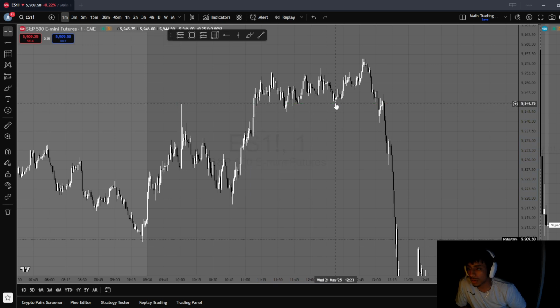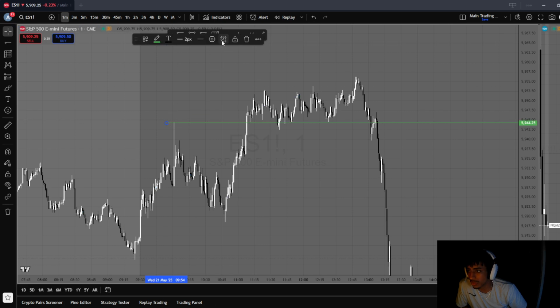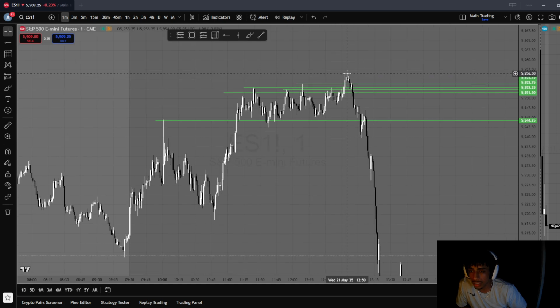But so what happens though? We come up and we sweep this draw on liquidity. We sweep this high, this high, and these are all low resistance draws on liquidity, right? They're not really extremely strong, but we sweep all this liquidity with this move up, right? What does that mean?